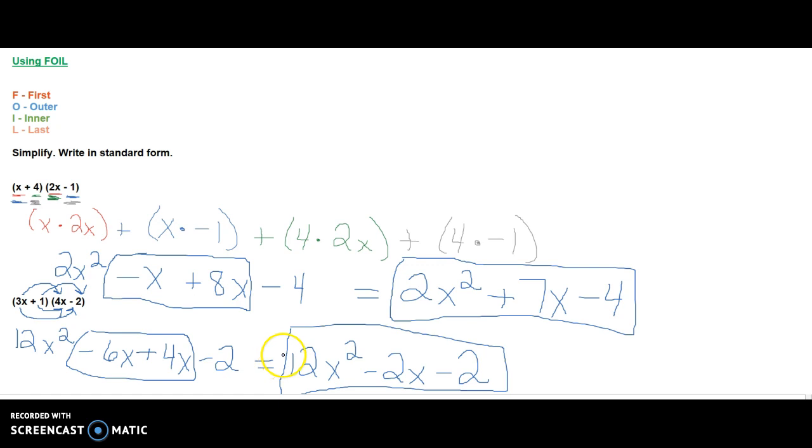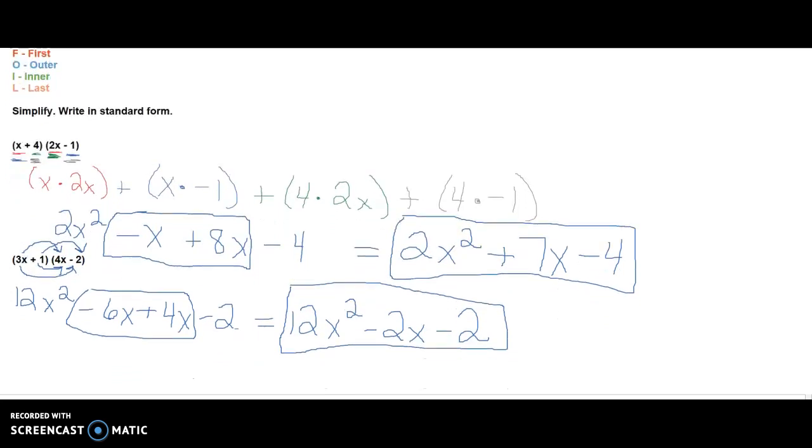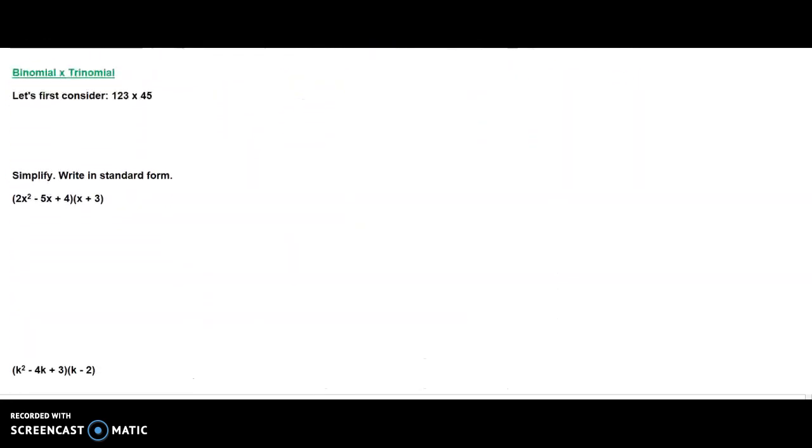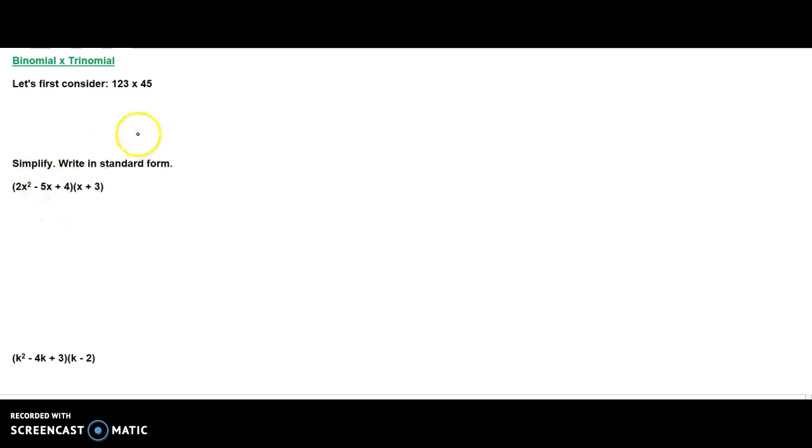So those are the three methods you can use to multiply binomials. The last thing we're going to look at is how to multiply a binomial times a trinomial. But first, let's remember how we multiplied a 3-digit number by a 2-digit number. So back in elementary school, we learned that we could do 123 times 45, and we would multiply everything by 5 first. So 5 times 3 is 15, 5 times 2 is 10, plus 1 is 11, 5 times 1 is 5, plus 1 is 6.